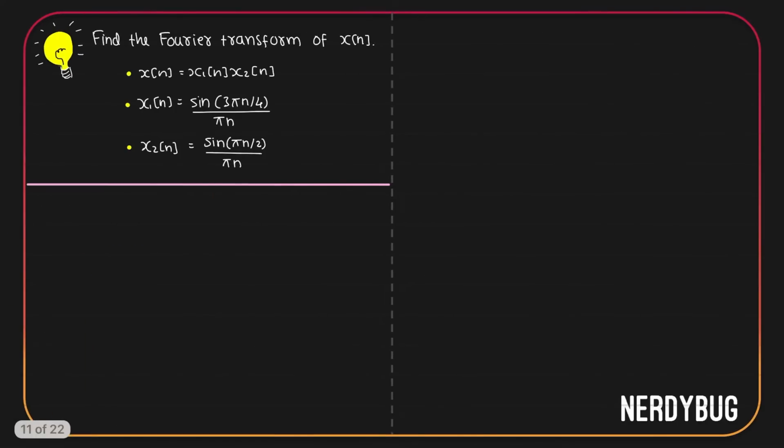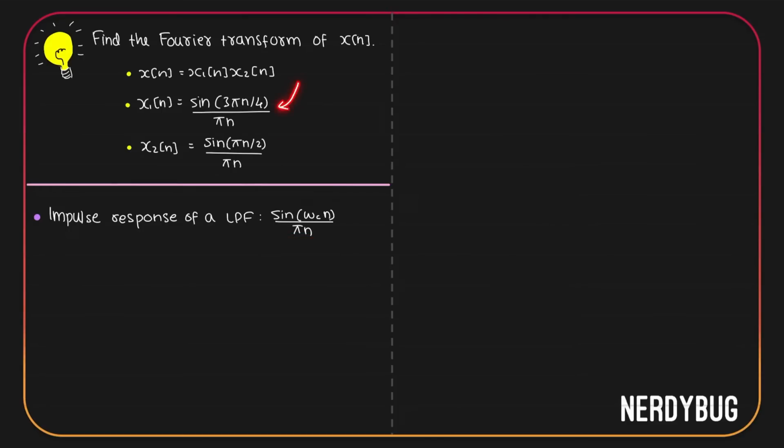Let us now solve a problem. We have to find the Fourier transform of x of n. x of n is the product of x1 of n and x2 of n. x1 of n is given, it is sine 3 pi n by 4 divided by pi n. x2 of n is also given, it is sine pi n by 2 divided by pi n. We have already learned that the impulse response of a low-pass filter is of the form sine omega c n divided by pi n.